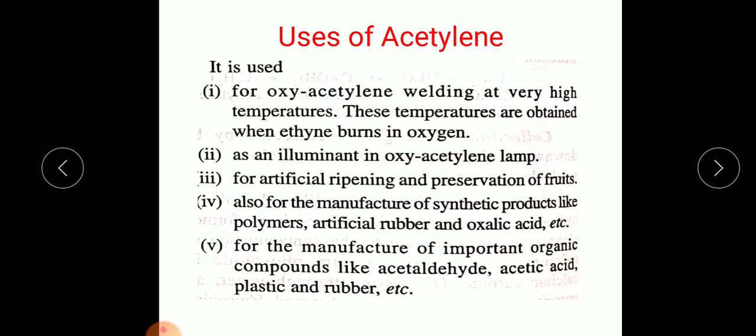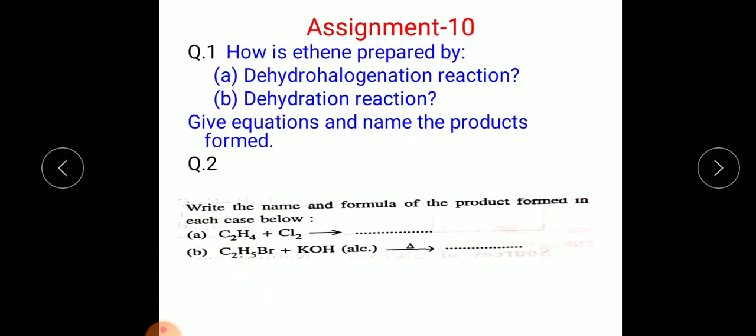Next, uses of acetylene. Number one, it is used for oxyacetylene welding at very high temperature. These temperatures are obtained when ethyne burns in oxygen. Number two, it is used as an illuminant in oxyacetylene lamps. Number three, it is used for artificial ripening and preservation of fruits. Also for the manufacture of synthetic products like polymers, artificial rubber, and oxalic acid, etc. It is used for the manufacture of important organic compounds like acetaldehyde, acetic acid, plastic, and rubber. These are a few uses.